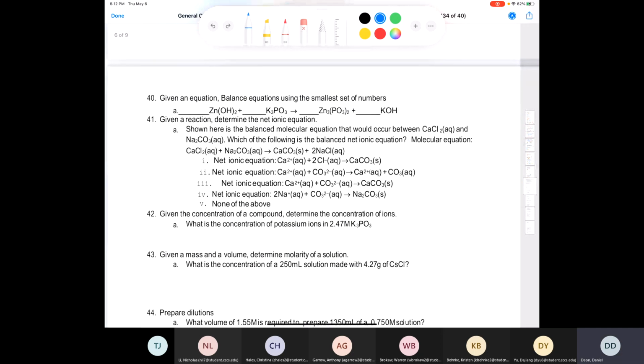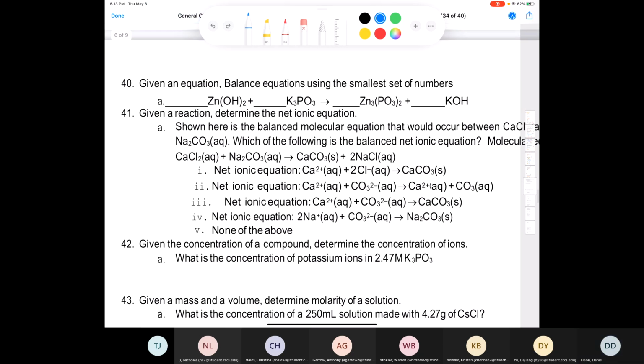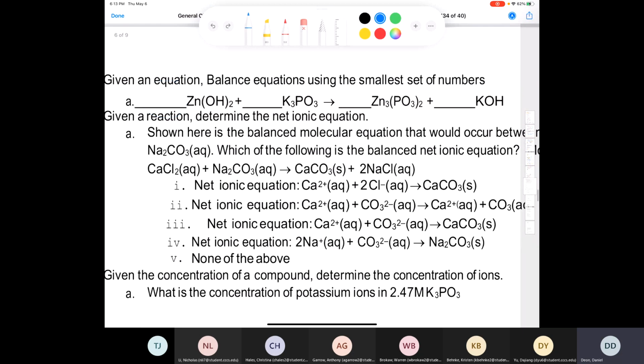All right, number 40. Given an equation, balance the equation using the smallest set of numbers. So we get zinc hydroxide plus potassium phosphate gives us zinc phosphate and potassium hydroxide. So let's see here. We've got 1 zinc over here, and we've got 3 zincs over here. So we need to at least have a 3 here. We've got 3 potassiums over here, and we've got 3 potassiums over there. That's not going to work, is it? We got 3 potassiums here, we put 3 potassiums over here.